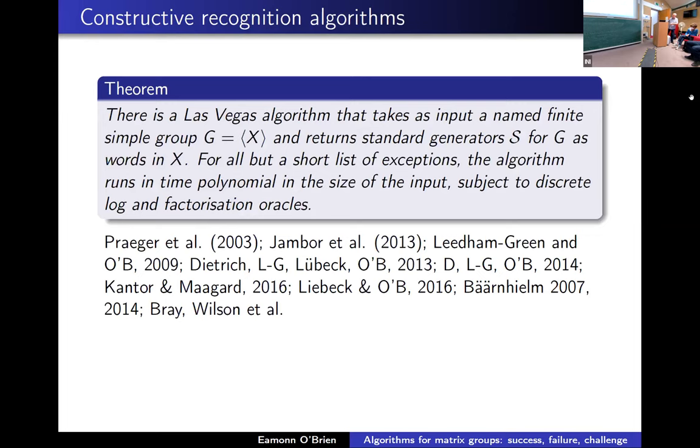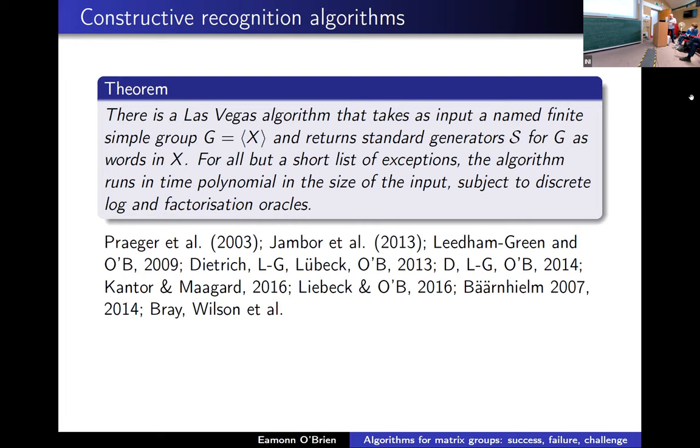Okay, so here's the sort of outcome of so many people. I got bored writing down the list of names, and I'm not going to read them out. But the key point about it is that there's a Las Vegas algorithm that takes as input a named finite simple group G, and returns standard generators for G as words in X. And for all but a short list of exceptions, the algorithm runs in time polynomial in the size of the input, subject to the ability to solve the discrete log and to do factorization.